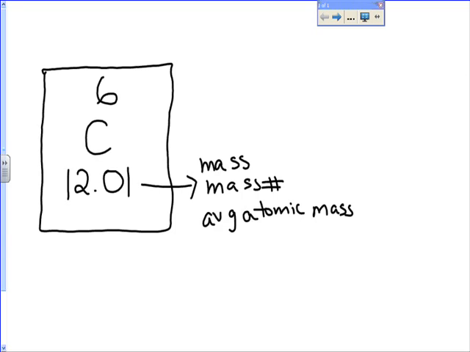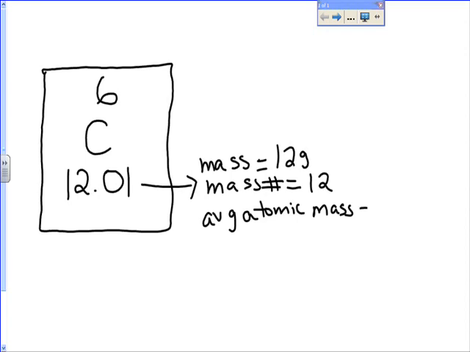Okay? So it's all 3. All 3 of these are just one number. So if I wanted the mass of carbon, I'm going to say that the mass of carbon equals 12 grams if I round it. The mass number is going to equal 12 because it's just a number. It's just the mass number, so there's no units after it.